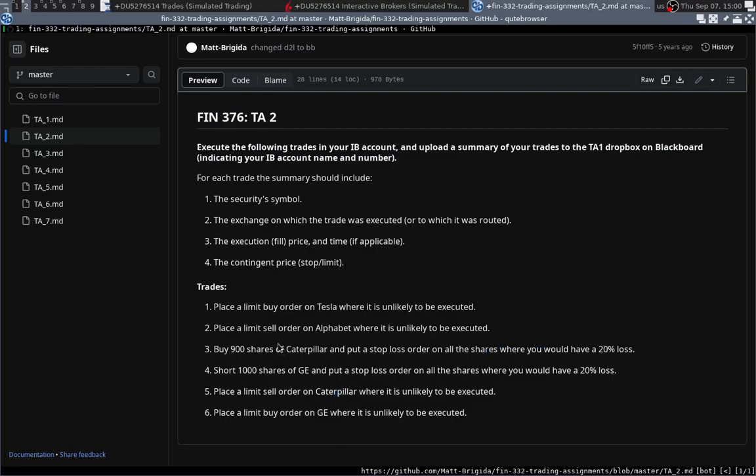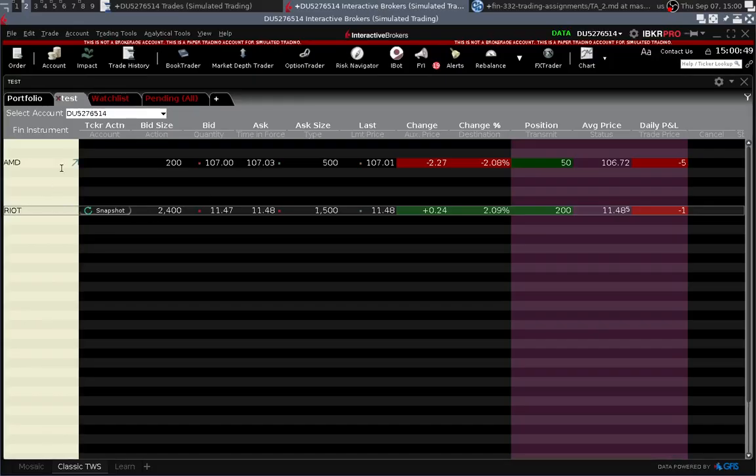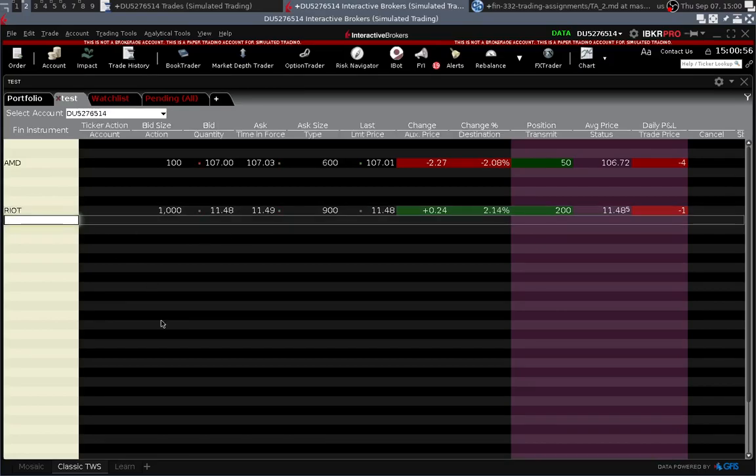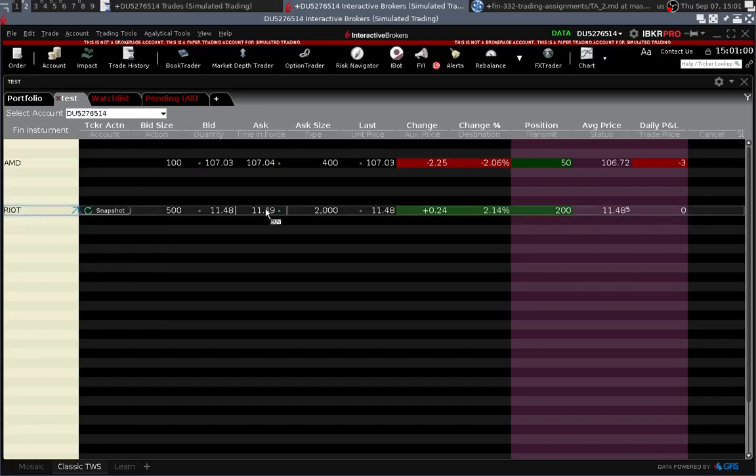So I'll tell you what. Let's collar Riot, which I just bought here. If I bought it at 111.48, then I want to take profits above it. So what I can do is I can say, okay, I'm going to go.